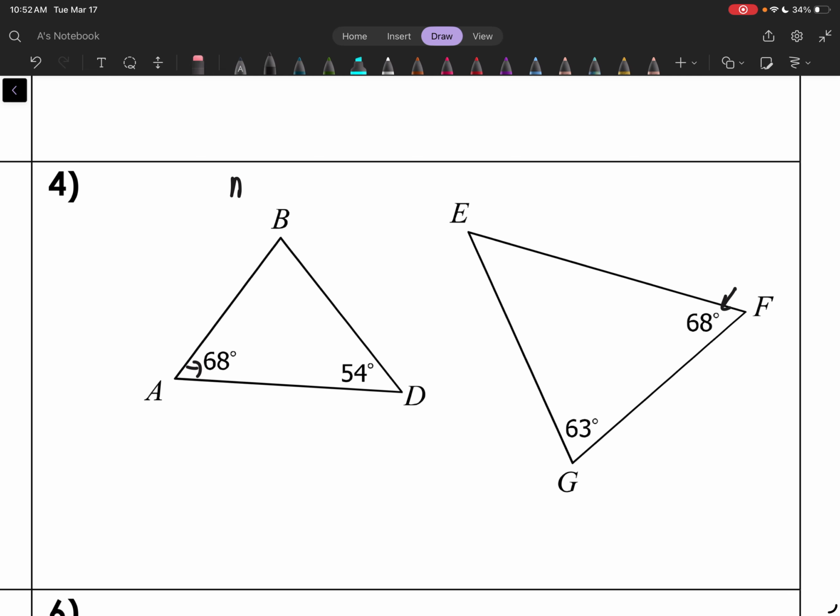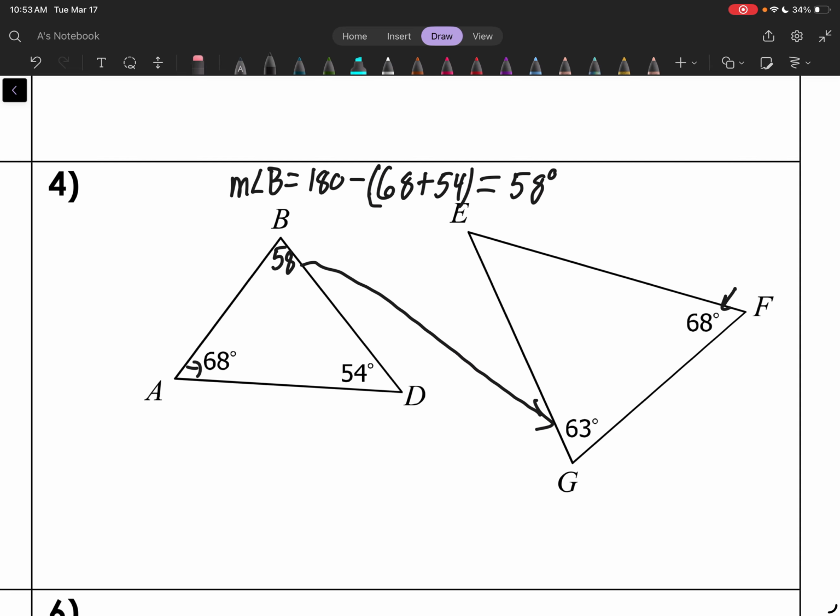Angle B is 180 minus 68 plus 54. This is 122, 68 degrees. No, sorry, 58 degrees. And that does not pair with my 63. So no, these are not similar.